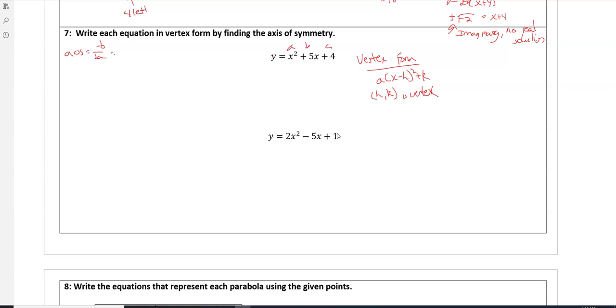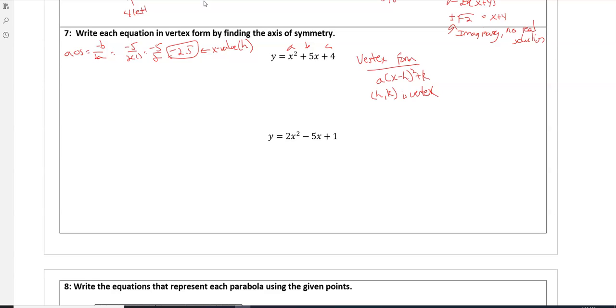So it is negative 5 over 2 times 1. So it's negative 5 over 2, which is negative 2.5, my axis of symmetry. And this is also my x value, which is h in your vertex.